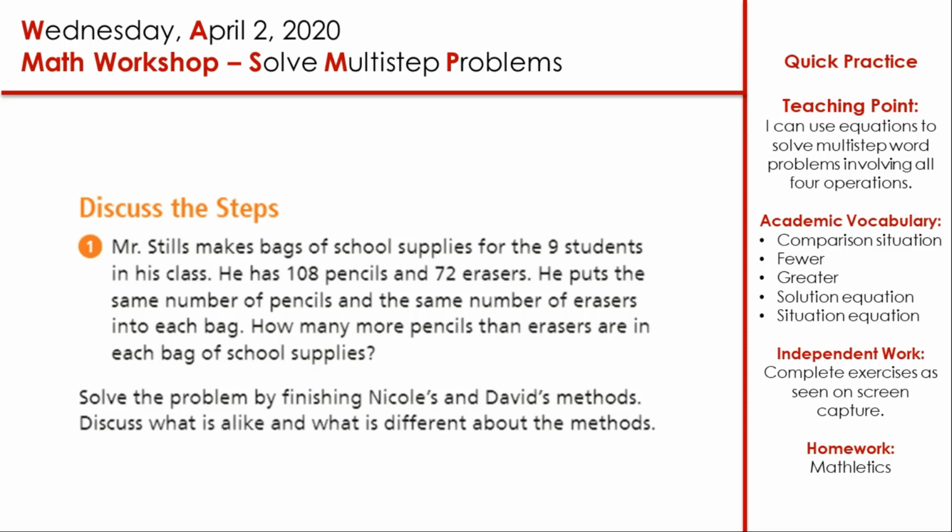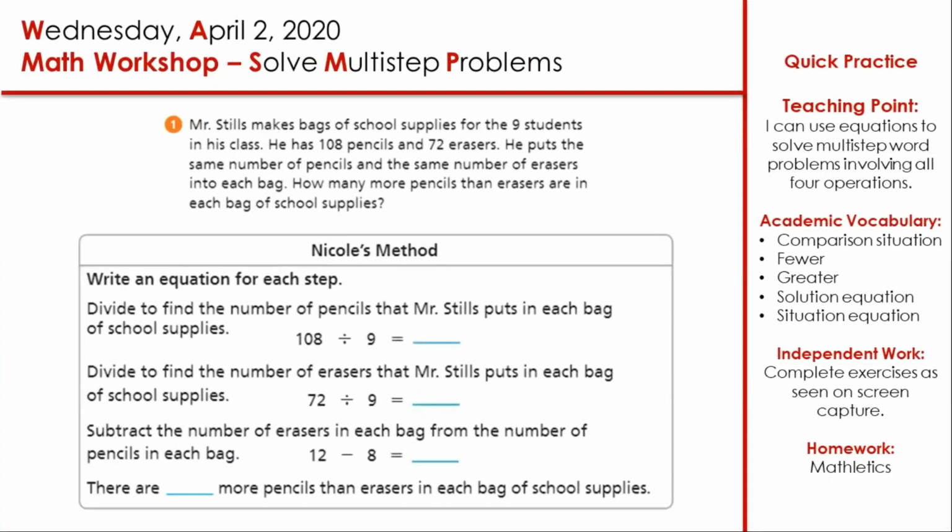So we're going to solve the problem by finishing Nicole's and Davis' method. These are two students that tried different methods to actually come up with this answer. We're going to discuss what is alike and what is different about the methods. So let's take a look at Nicole's, all right? Write an equation for each step.